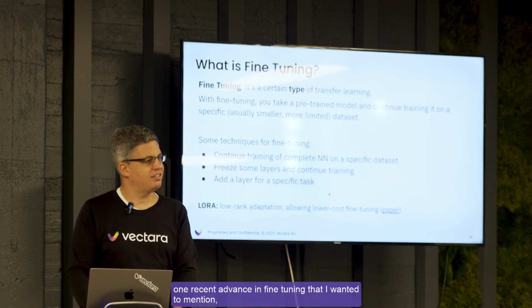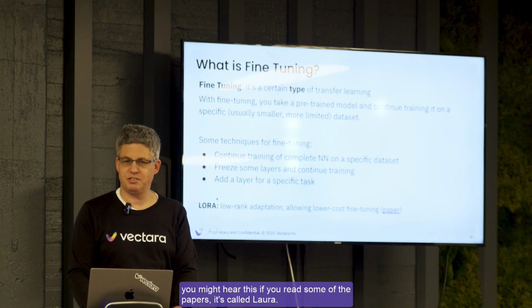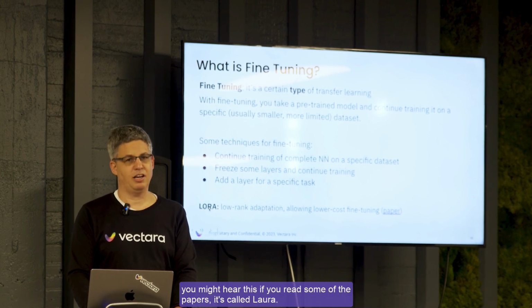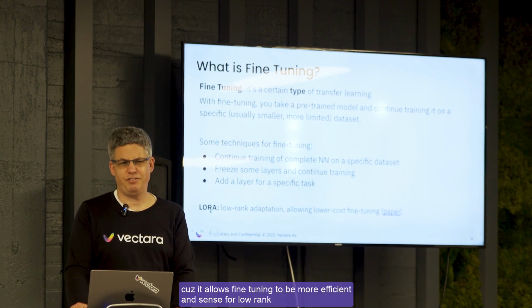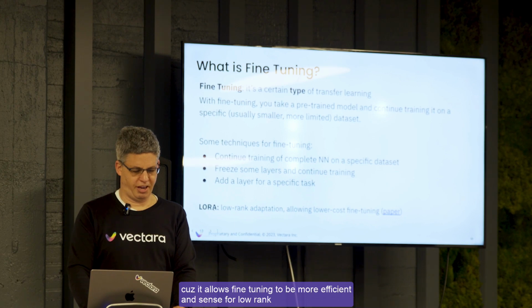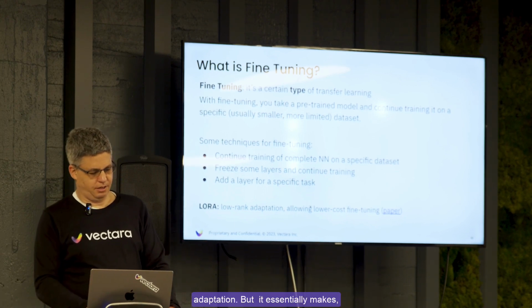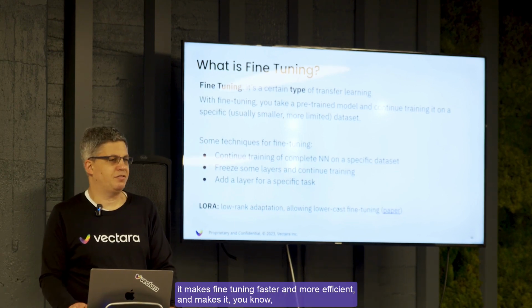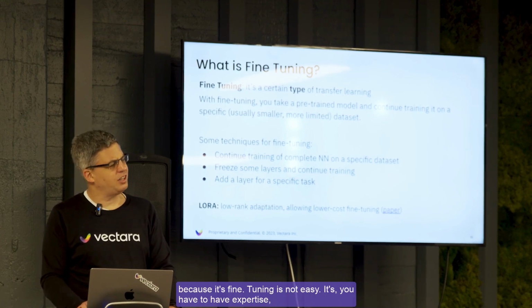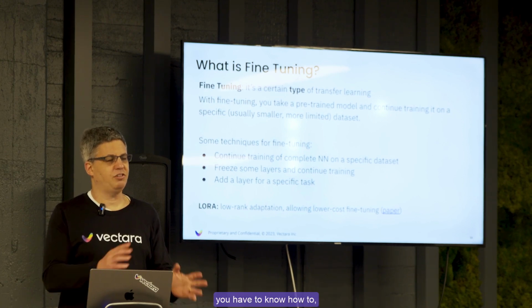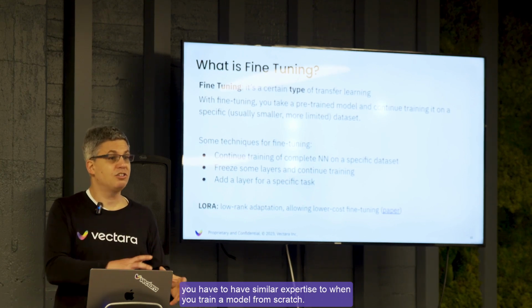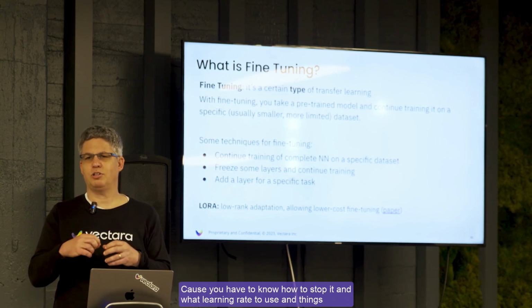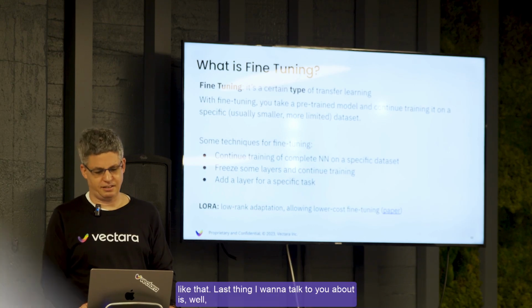One recent advance in fine-tuning that I wanted to mention, which you might hear about if you read some of the papers, is called LoRA, for low-rank adaptation. It's quite interesting because it makes fine-tuning faster and more efficient, because fine-tuning is not easy. You have to have expertise, similar to when you train a model from scratch, because you have to know how to stop it and what learning rate to use and things like that.